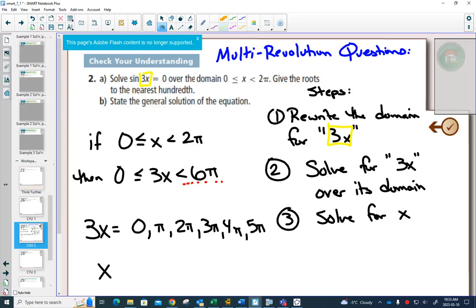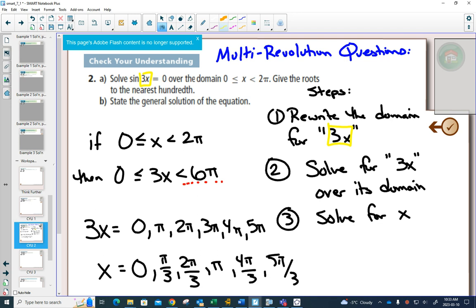That's all we're going to do now, is take each of these. This will be 0. This one divided by 3, pi over 3. 2 pi over 3. 3 pi divided by 3, pi. 4 pi over 3. And 5 pi over 3. And this is a multi-revolution question. We'll do a couple more.